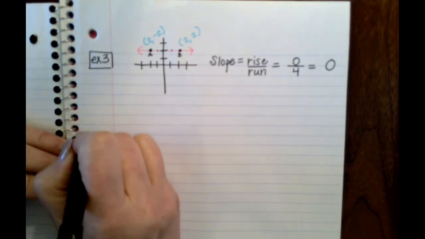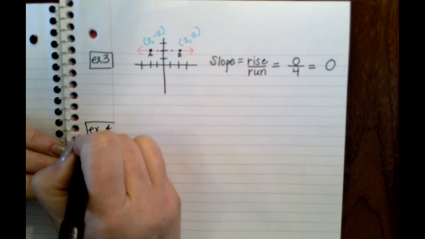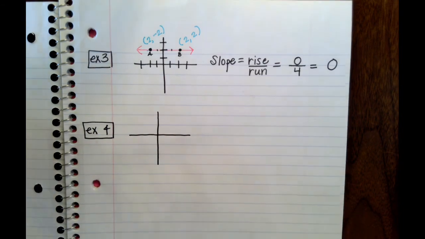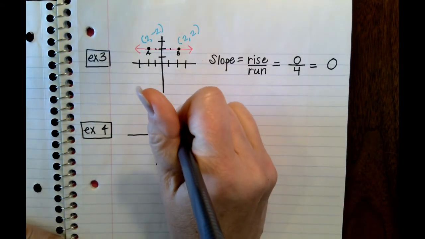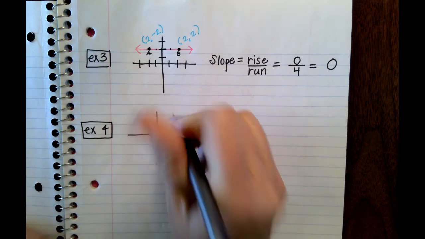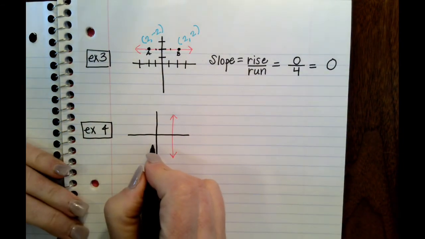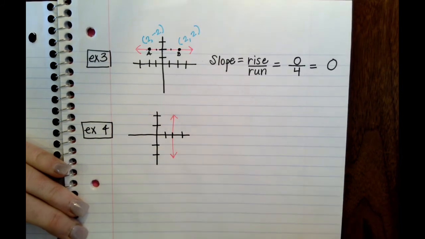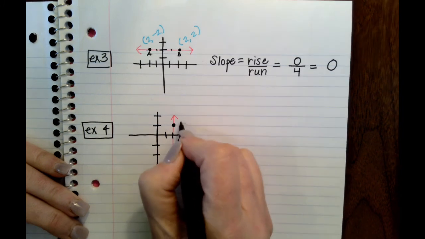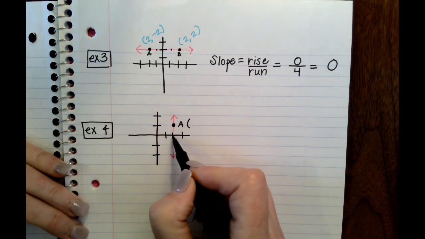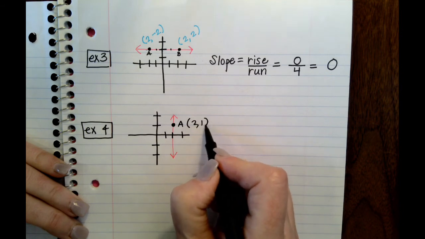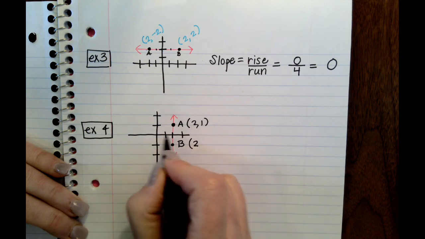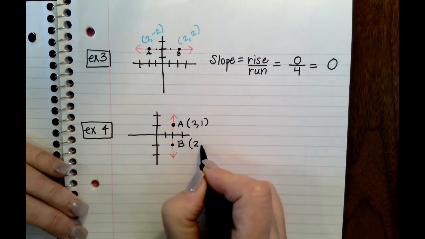And that last example is of our vertical line. Quick sketch. This guy. And we'll give some points. So if I'm at this point, that could be point A, and that is at 2, 1. And this could be point B, and that is at 2, negative 1.